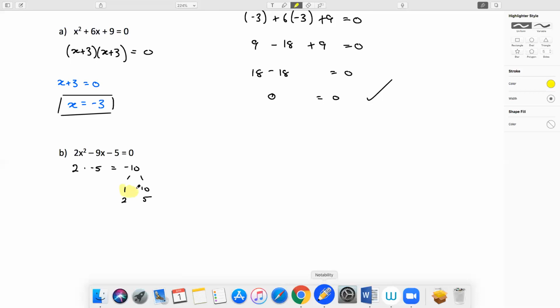So I know it's these ones. One of them has to be a negative because it's got to multiply to negative 10 and add to negative 9. So I'm going to say the negative has to be 10 because negative 10 plus 1 is negative 9.